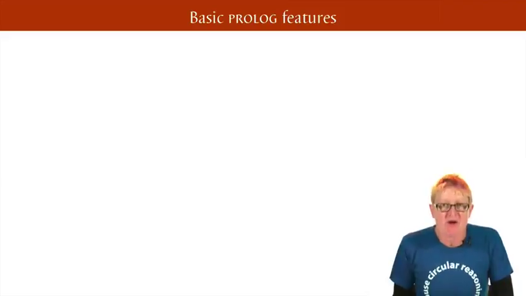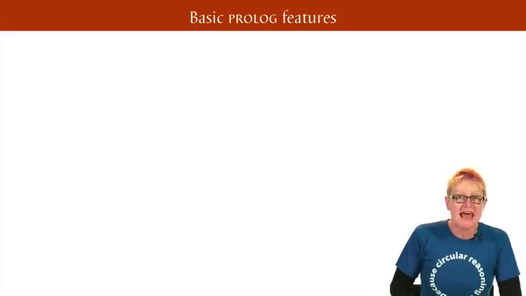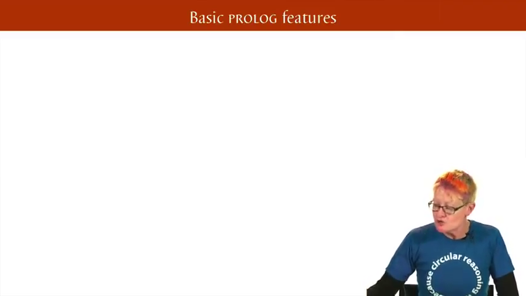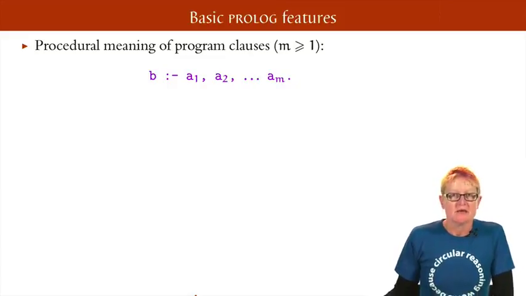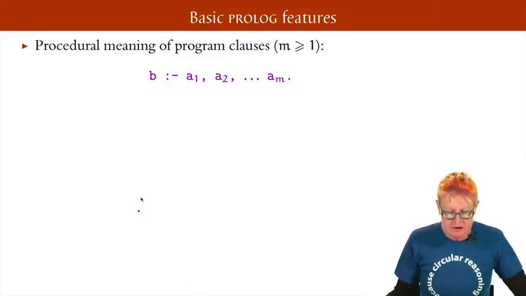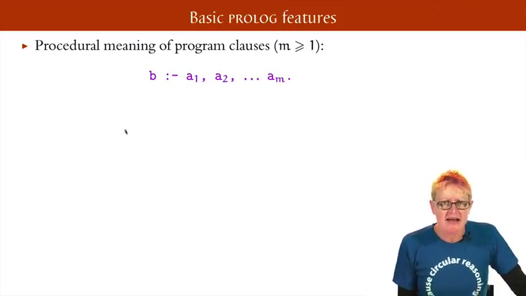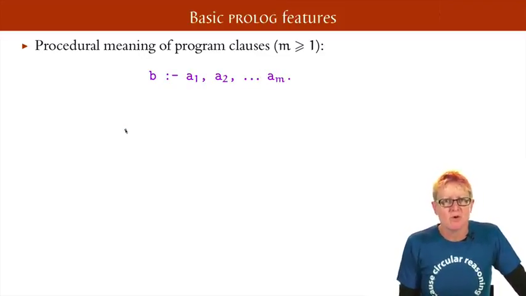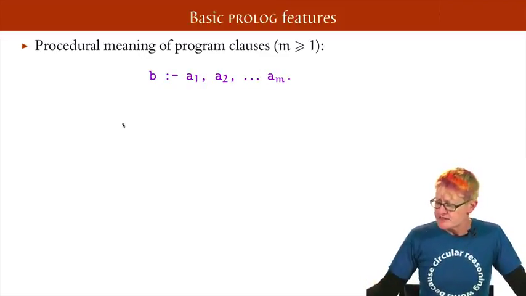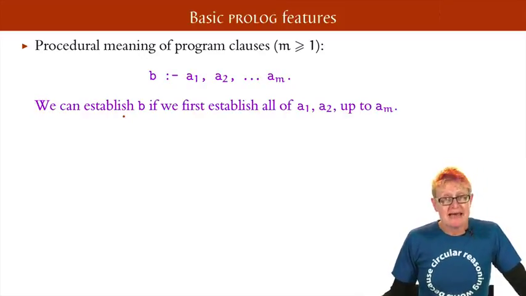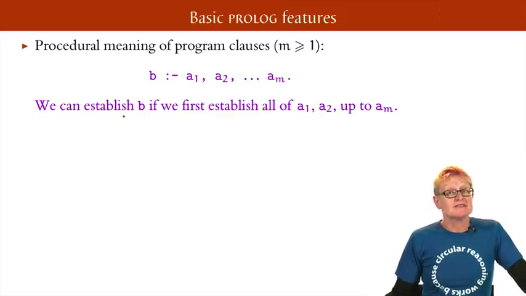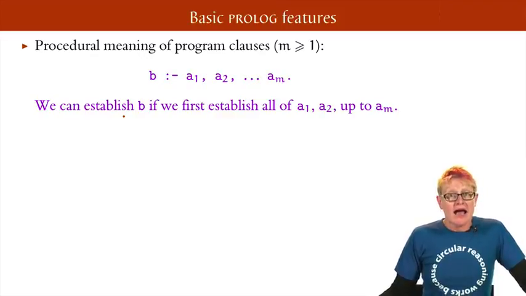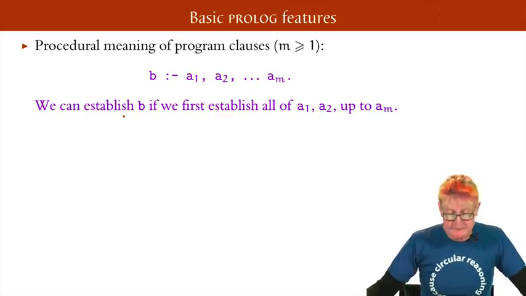We'll now make a list summarising the basic PROLOG features we have been and will be using to form a mini user manual. First, conditional program clauses are written in reverse order. The B is called the head of the program clause, the colon dash is the neck, and the antecedent list A1, A2 up to AM is the body of the program clause. The procedural meaning of a conditional program clause is we can establish an instance of the head B if we can establish appropriate instances of all of A1, A2 up to AM in the body.